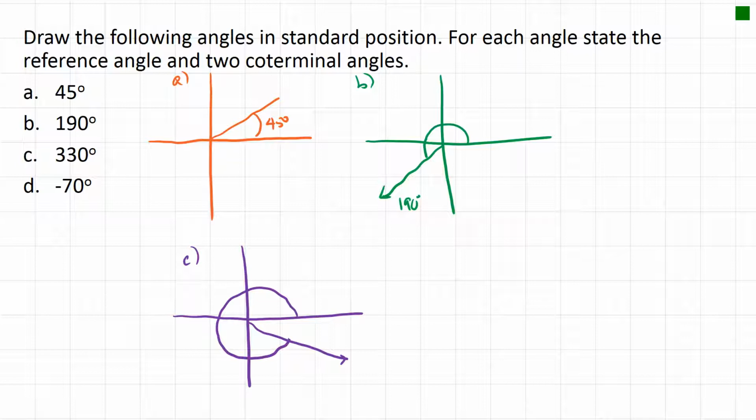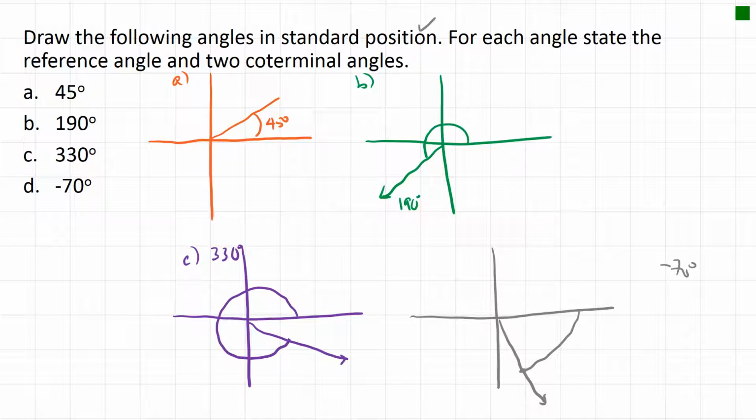And lastly, we've got D, which is negative 70 degrees. So we're going to go counterclockwise this time, not all the way to 90, but close. So that's also in quadrant 4. So that's negative 70 degrees. So this one is 330. And this angle here is negative 70. So let's just draw them all in standard position.